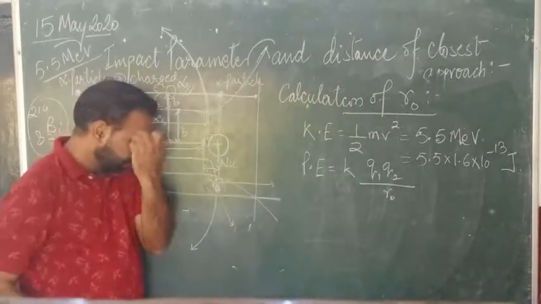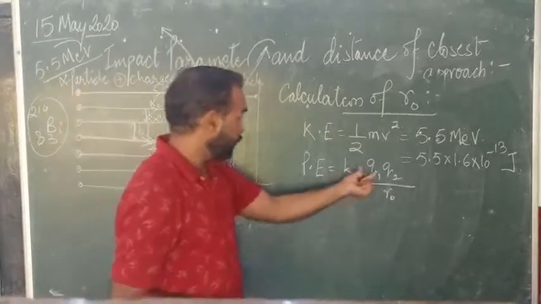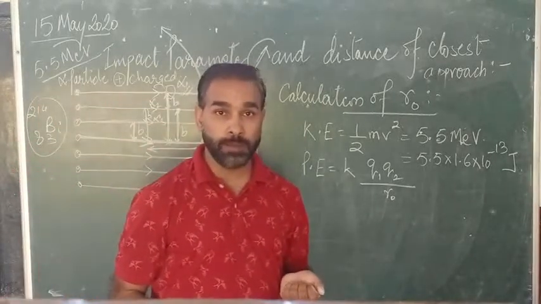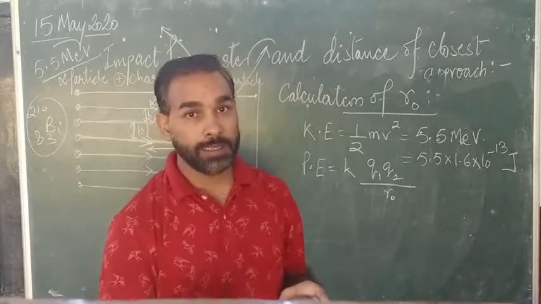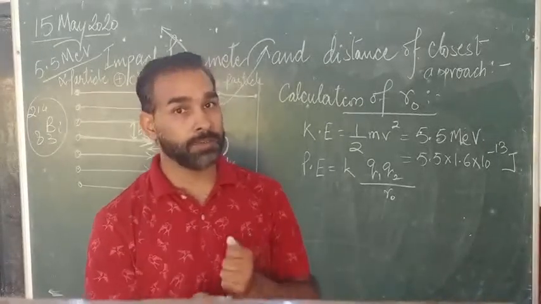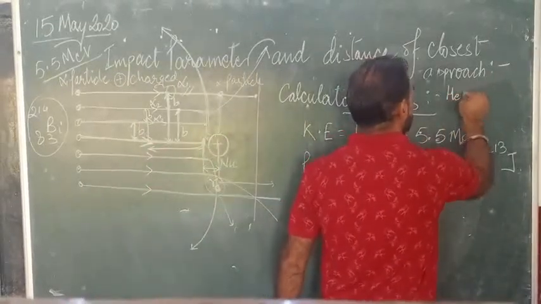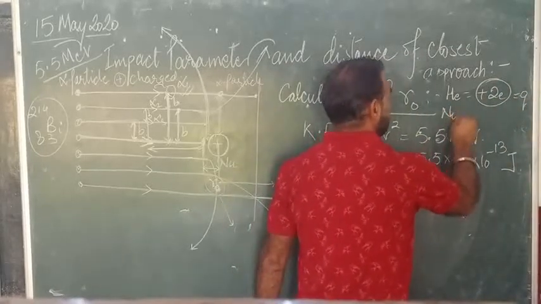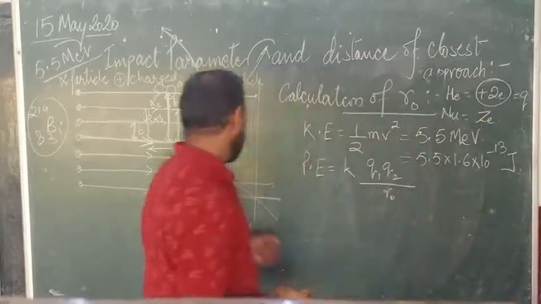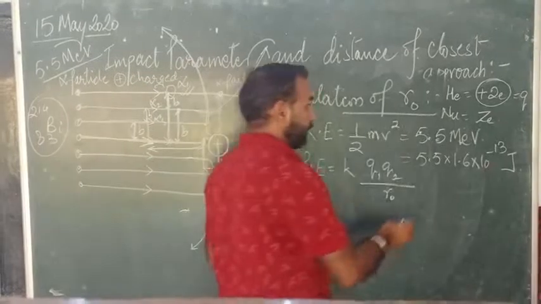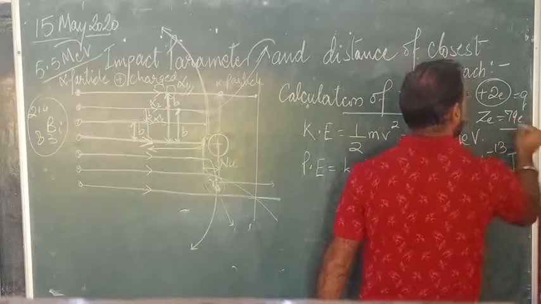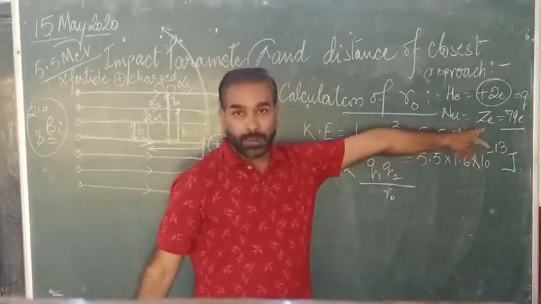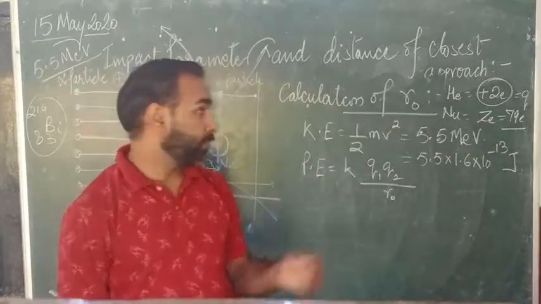Okay, let's suppose this distance be R0. Clear? Now Q1, this is alpha particle. The charge in an alpha particle is plus 2e, because alpha particles are the atom of helium, and helium has a charge of plus 2e. And the nucleus, you know, will be Ze. So here it will be 79e, because it is the nucleus of gold. Z stands for atomic number, and the atomic number of gold is 79. So it will be 79 into e.